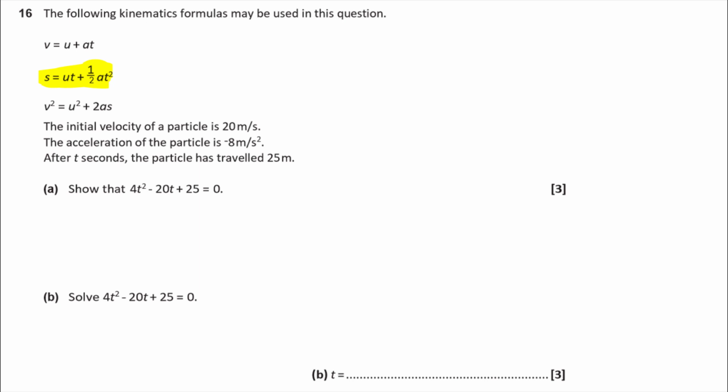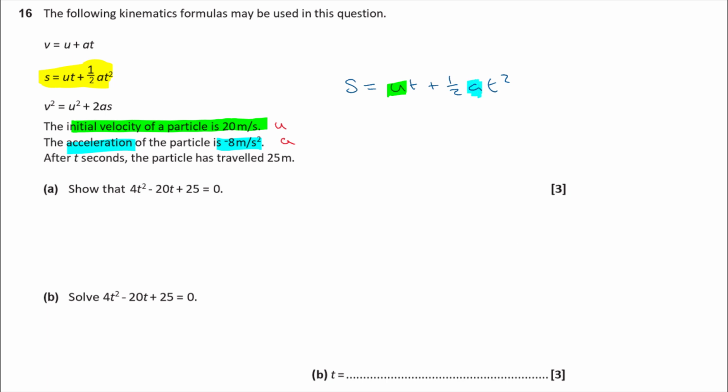s equals ut plus half at squared. So subbing in what we know, what do we know? The initial velocity, that is u, isn't it? The initial velocity is 20. Now we call that one u, so that is going to go in here. And then the acceleration of the particle is minus 8. That is my a. So acceleration goes in here.